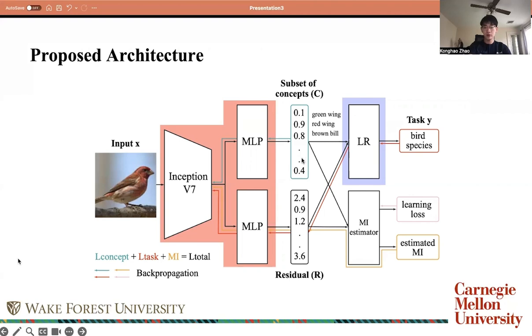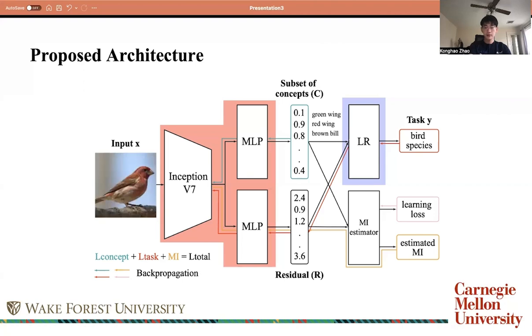Meanwhile, to avoid overlapping information between the concepts and residual, we additionally train a mutual information estimator that outputs first the learning loss of the estimator itself to optimize the parameters in the estimator, and the estimated mutual information to minimize the mutual information between the subset of concepts and residual.